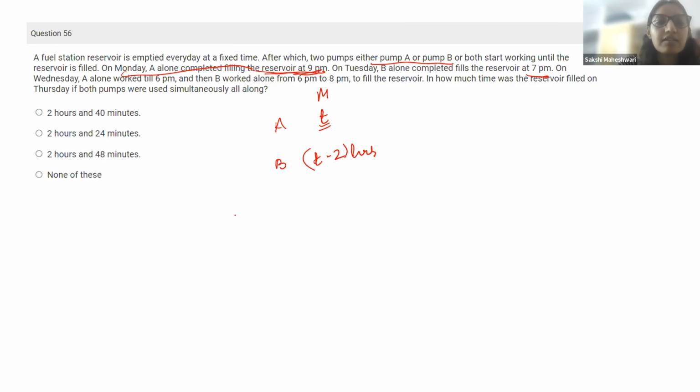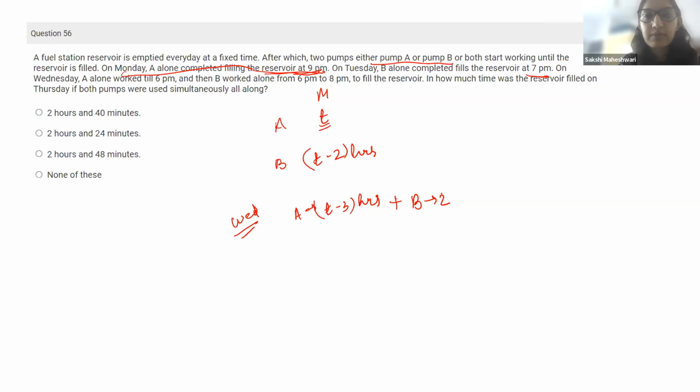Okay. Now on Wednesday, what has happened? A alone worked till 6 p.m. That means A worked for T minus 3 hours, since it took T hours till 9 p.m. Okay. And then B worked for 2 hours. Plus B worked for 2 hours. Now, how much time was the reservoir filled on Thursday if both started working simultaneously?